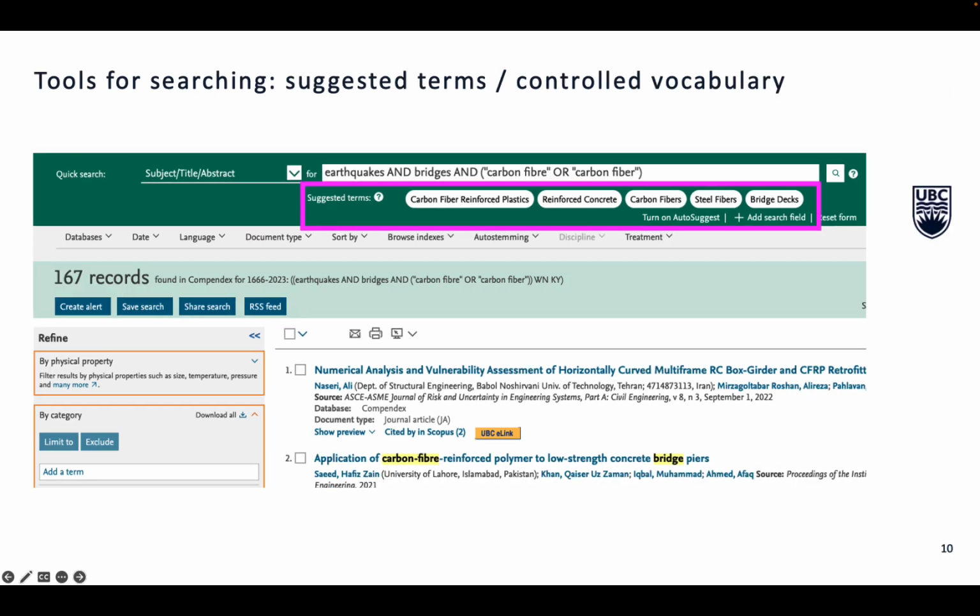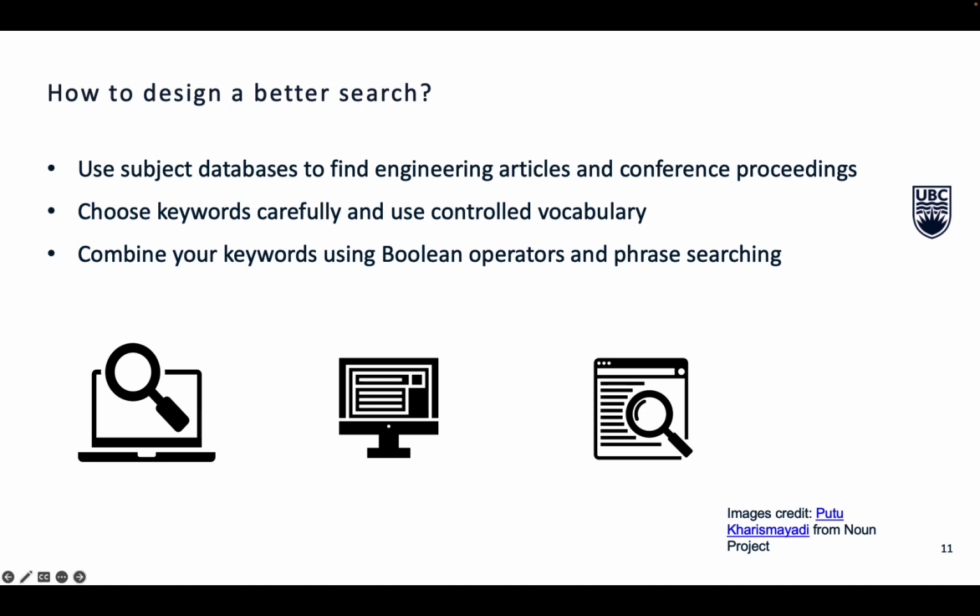You may have already noticed that below the search box there are suggested terms. These are clickable in Compendex and can be very helpful in assisting you in identifying additional words that you might not have considered. These terms correspond to a controlled vocabulary that we'll cover more in the video on Compendex.